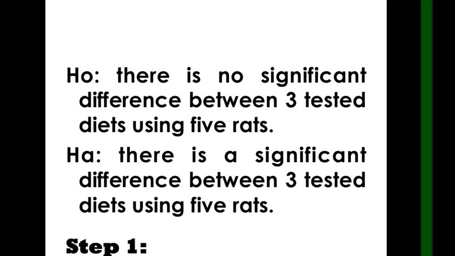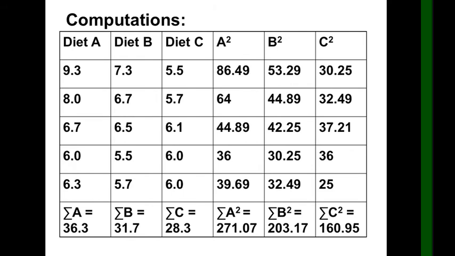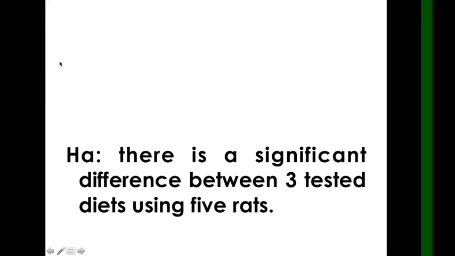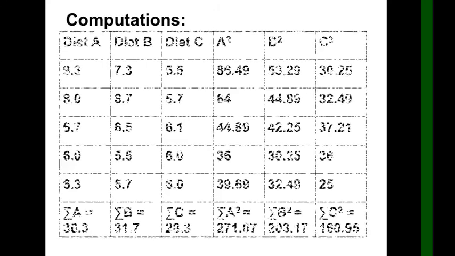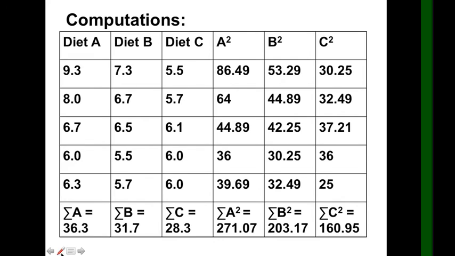Okay, now, for the computation, we have the following. For diet A, B, and C, these are given. Oh, I'm sorry. What happened? Okay, so these are given, these diets. It is given in our previous presentation or table.